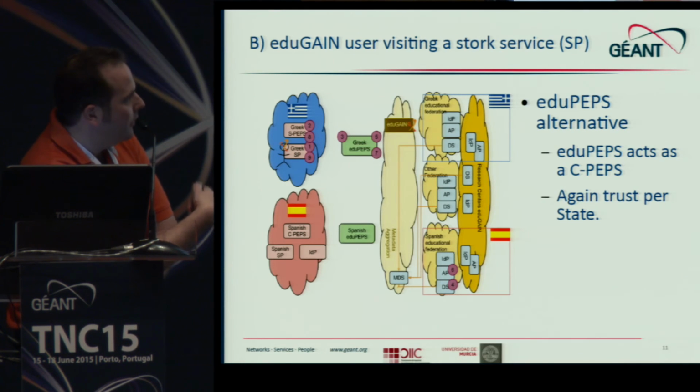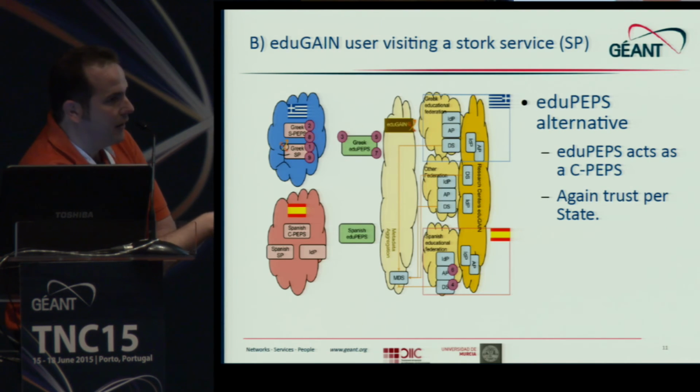The other way around, if it's working as a PEPs, we have an eduGain user, which is accessing a service provider from eduGain. It would go to the eduPEPs again, and it would be redirected to the eduGain service. So here we would have the mechanism, the discovery service mechanism, to select which IDP, where are we going to get our attributes from, right?